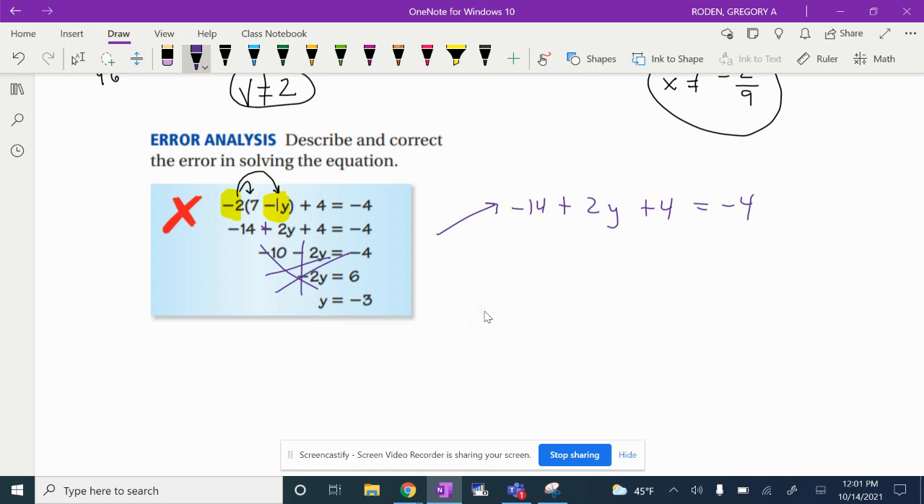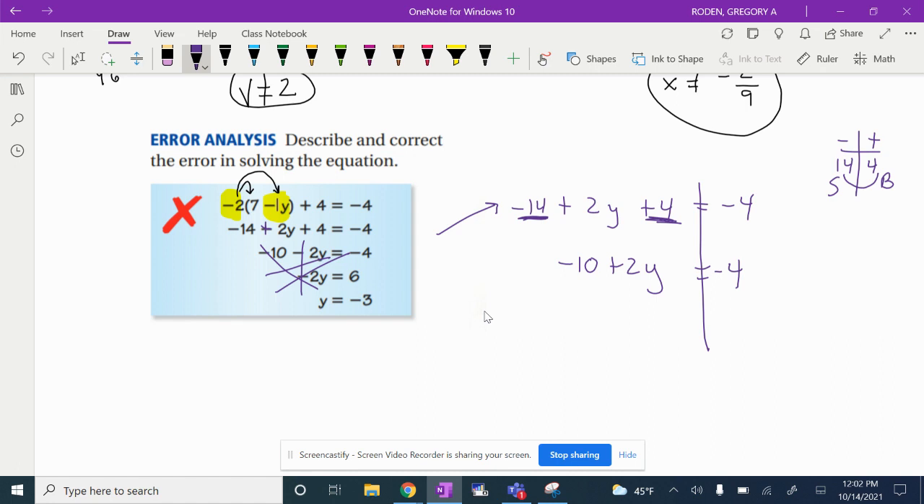Okay, now see if you can solve this on your own once we've seen this mistake. Well, all we have to do is combine like terms. We can take this negative 14 and add our positive 4. We'll do a quick chart on that one. So the 14 is negative, the 4 is positive. When they're on different sides, we subtract. 14 minus 4 is, what is that, 10? And since it's negative, it's going to be negative 10. So this is going to be negative 10 plus 2y equals negative 4.